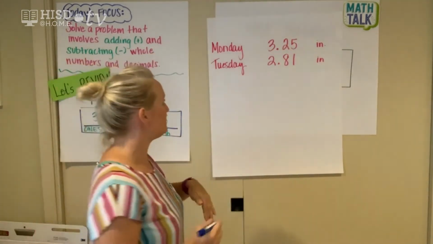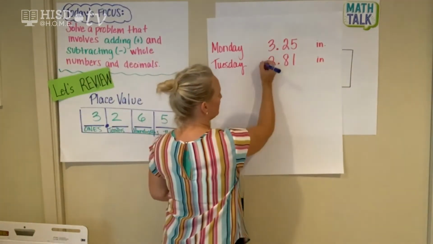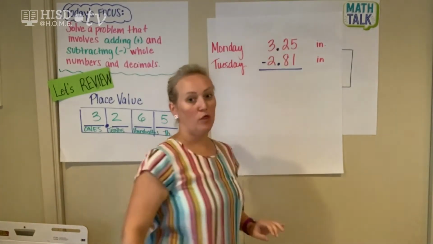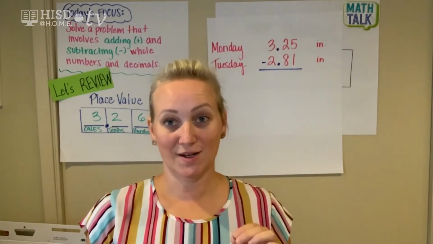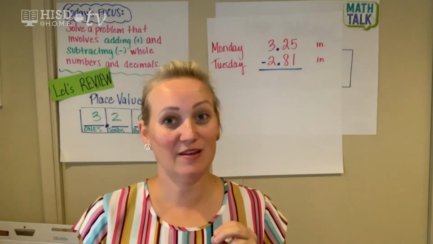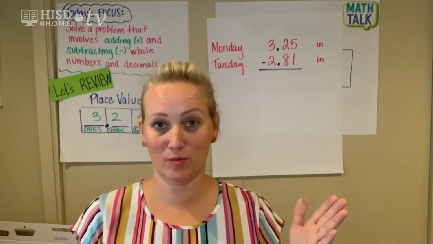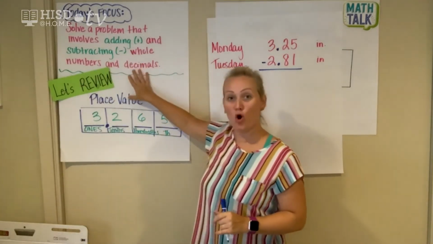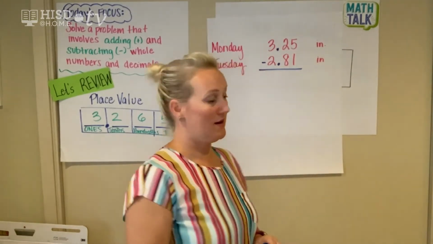So come on with me. It's already lined up for us here. I'm going to put a minus here. When I say lined up, those decimal numbers must be lined up. You cannot move them around and have them in different places. So make sure when you're adding and subtracting, whole numbers and decimals must line up.